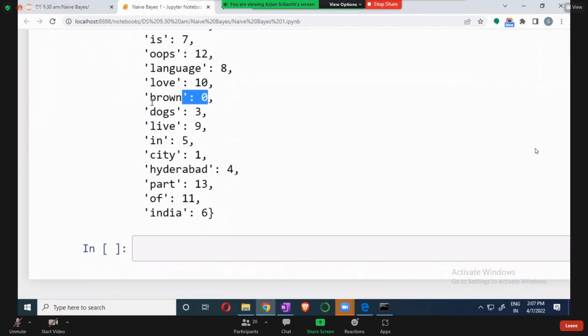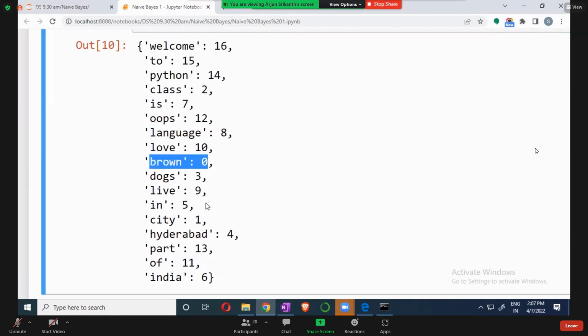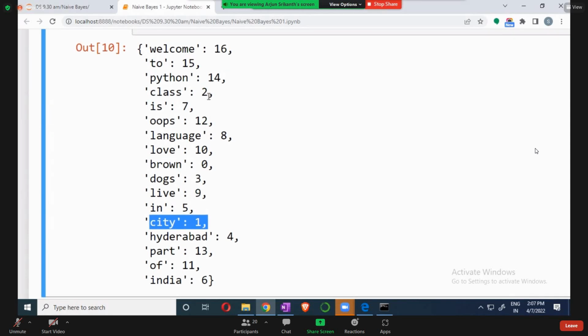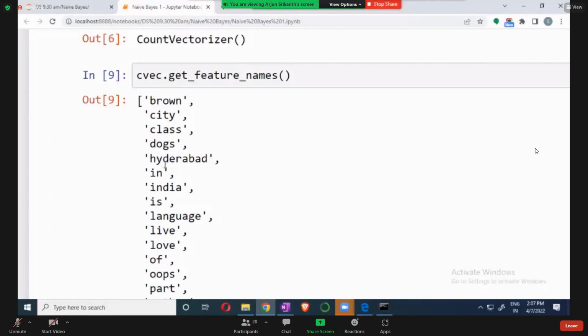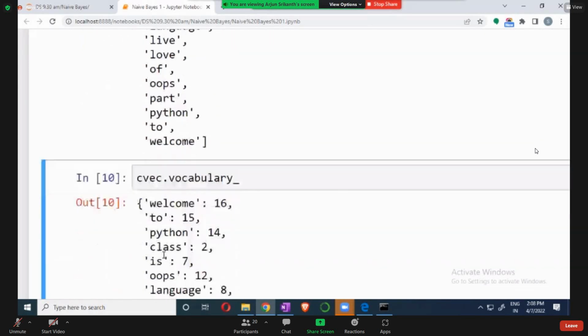Then followed by city. City is given as 1 over here. Then followed by class. Then 3 is dogs, and then Hyderabad. Now on what basis is it doing this? It is on alphabetical order. Alphabetical order. You see this? Okay, clear, guys?